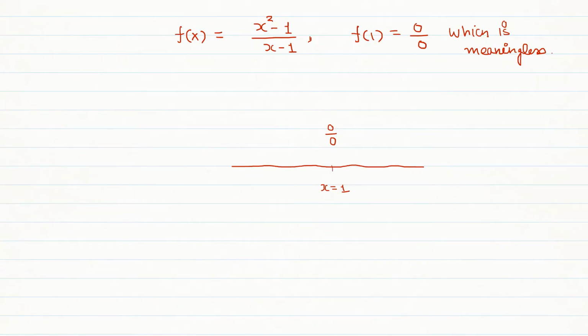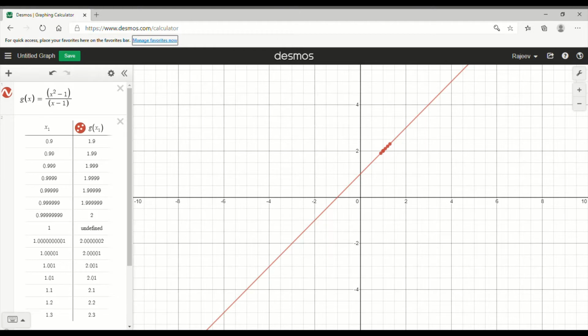Let's consider a function f of x equal to (x square minus 1) upon (x minus 1). Obviously, when we calculate f of 1, it is 0 by 0, which is meaningless. So, the function is not defined at x equal to 1. But look at the function on this Desmos graphing software.